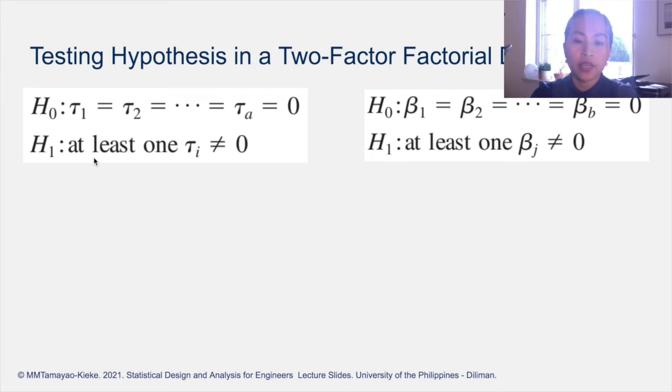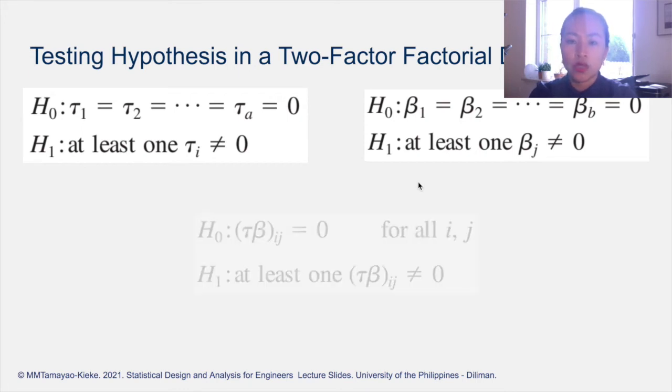And the alternative hypothesis is that at least one tau sub i is not equal to 0. Okay? And then for the second factor, the null hypothesis is beta sub 1 equals beta sub 2 up to beta sub b, they're all equal to 0. And the alternative hypothesis is that at least one of these is not equal to 0.